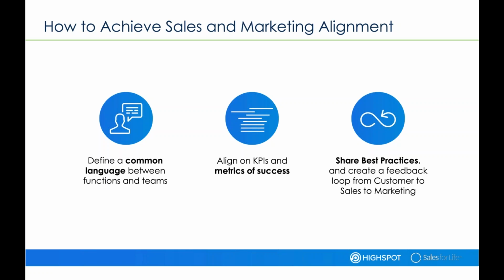So, a couple of things to point out here. The first is really important, and it's at the foundation of sales and marketing alignment: defining a common language between the functions and teams. This could be around content, training, the sales process, literally definitions in Salesforce, as an example.